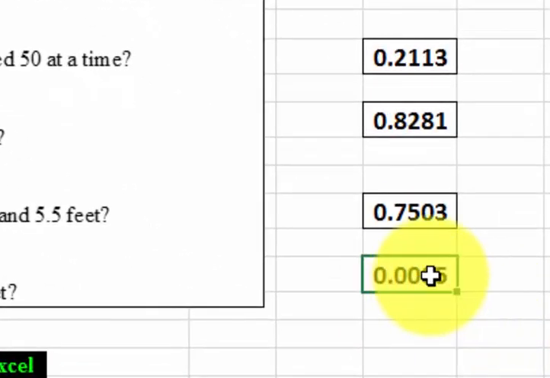So there's the probability. It's very rare that you're going to get a 50 sample size with a mean that's greater than 6 feet. But it's not impossible. It's just 5 times out of 10,000.